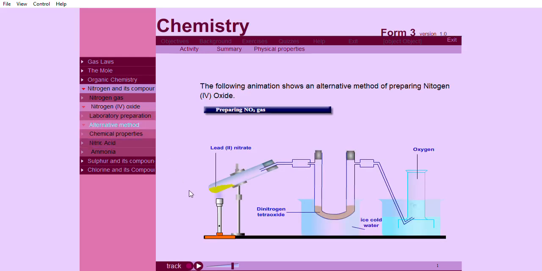Step 1. Place lead (II) nitrate in a boiling tube. Step 2. Clamp the boiling tube in a slanting position. Step 3. Connect the delivery tube from the boiling tube to the U-tube in a trough of ice-cold water. Step 4. Heat the boiling tube.